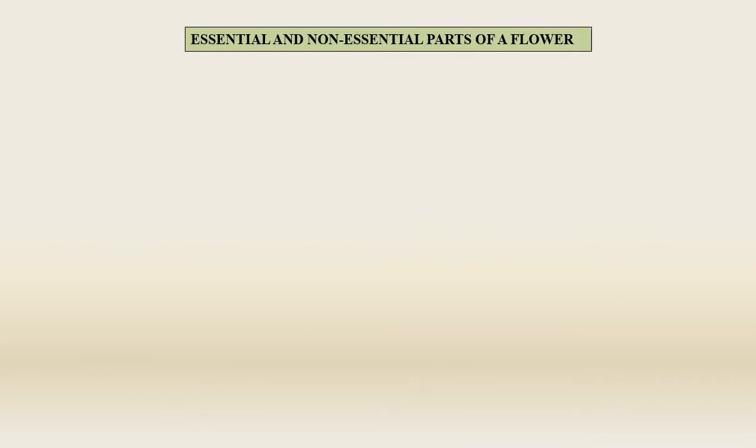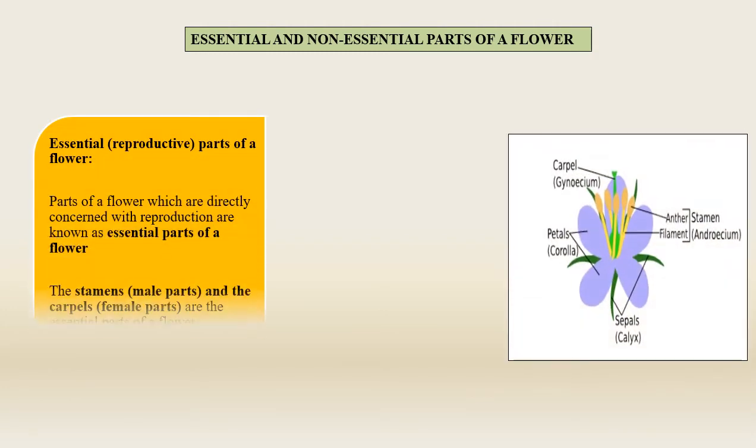Essential and non-essential parts of a flower. Essential, reproductive parts of a flower. Those parts of a flower which are directly concerned with reproduction are known as essential parts of a flower. The stamens, male parts, and the carpels, female parts, are the essential parts of the flower.